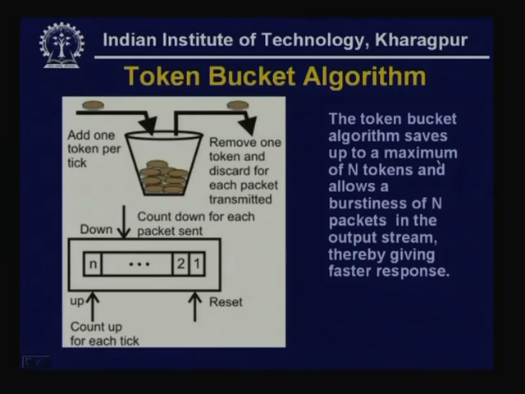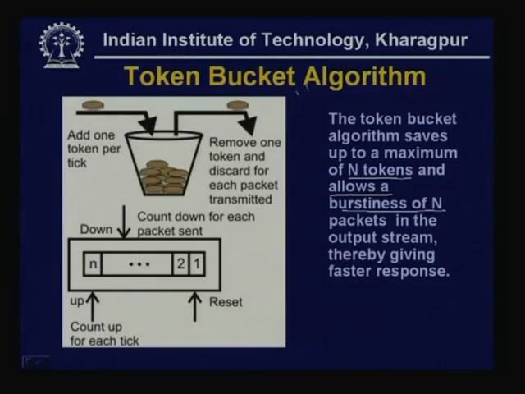So we have seen that the token bucket algorithm saves up to a maximum of n tokens and allows bursts of n packets in the output stream, thereby giving faster response. We have already seen that the time taken for introducing the packets in the network is smaller in token bucket algorithm than in the leaky bucket algorithm. So it increases the throughput compared to the leaky bucket algorithm. So it provides you better throughput.